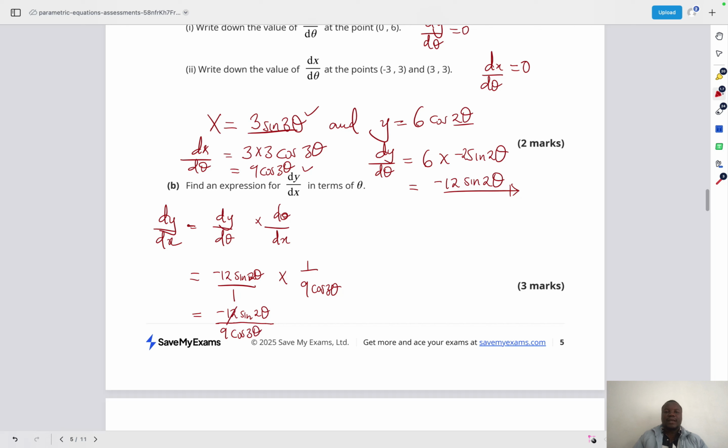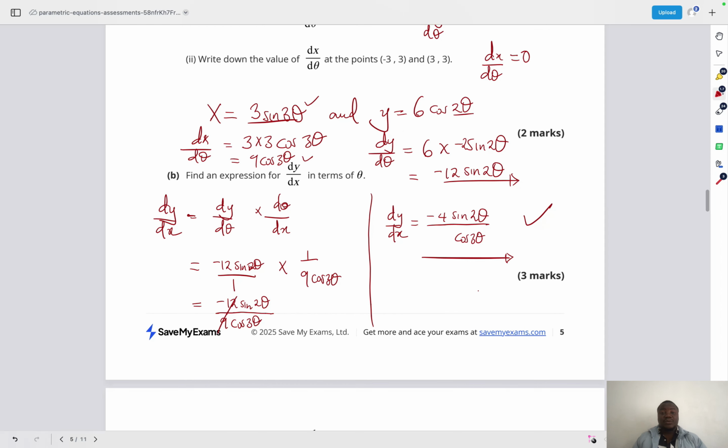So we can simplify this now. We can simplify this to give us dy/dx being equal to negative 4 sin 2θ over cos 3θ. So this is the answer that they wanted us to find for part B.